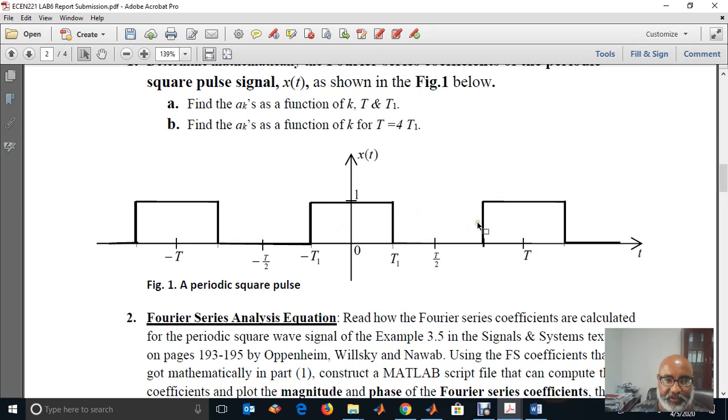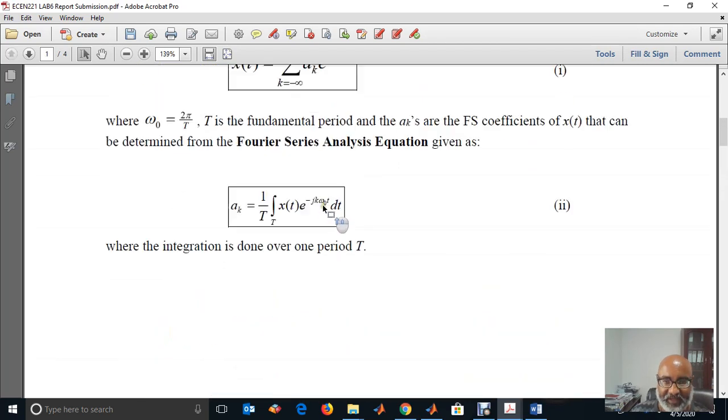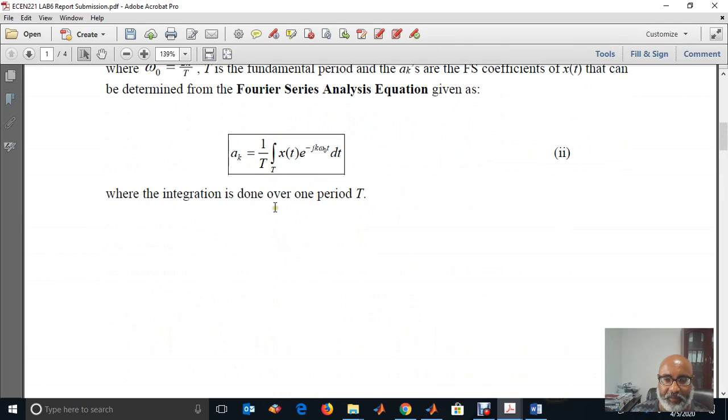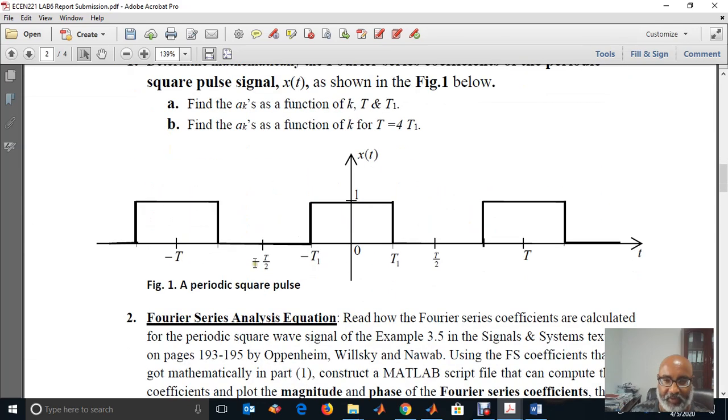For this, first of all, you need to find the theoretical values of the a_k, as a function of k, capital T, and T1. This will be paperwork. First you have to calculate by using the analysis equation, integrating over one period. For example, you can choose from minus T over 2 to T over 2, and you will find a_k as a function of k, capital T, and T1.